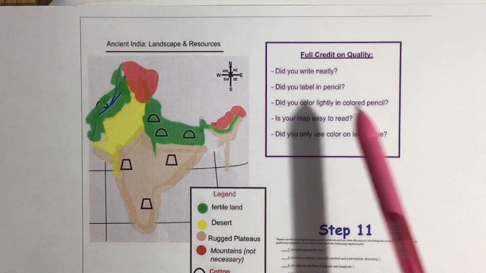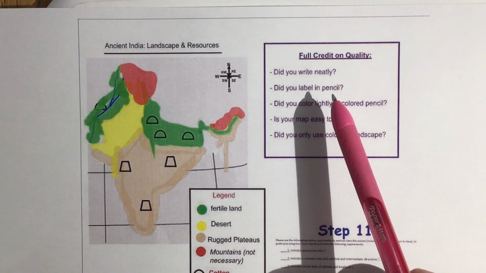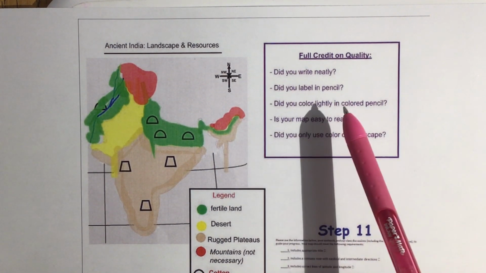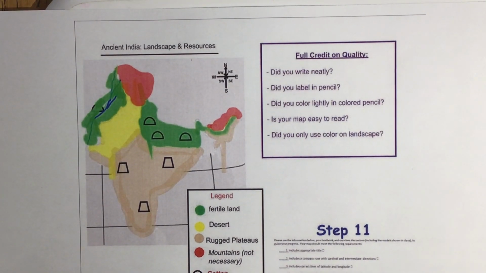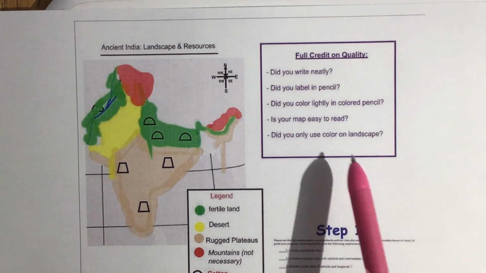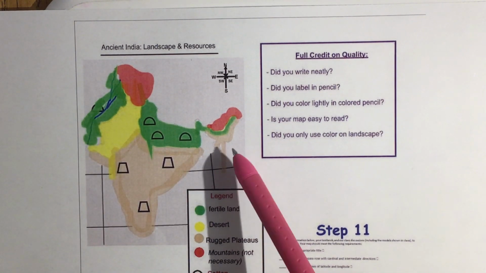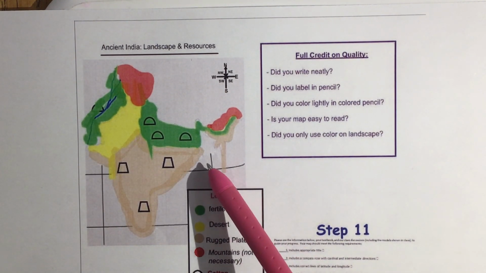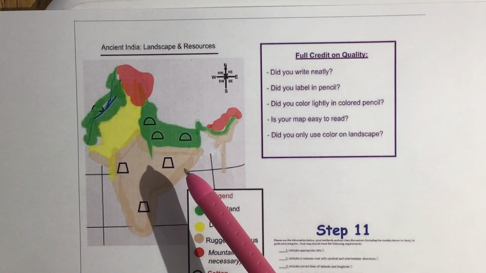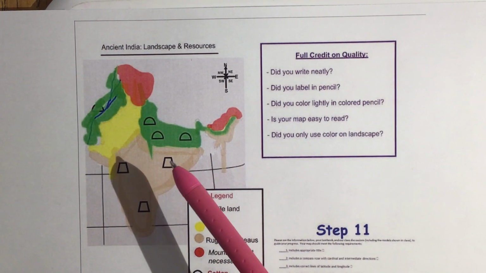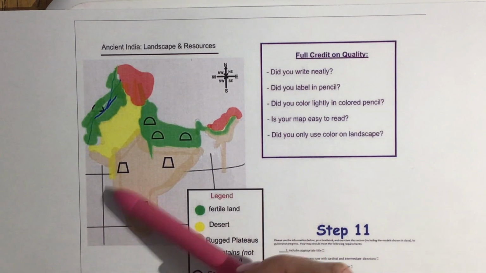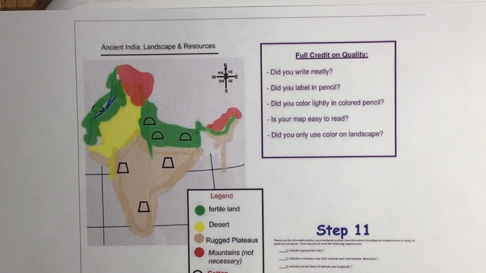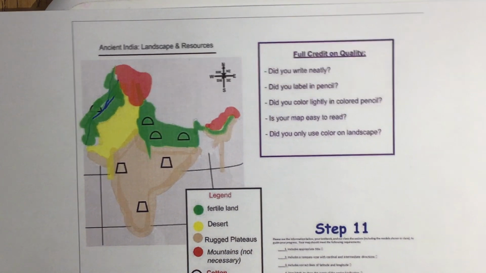Okay, we're almost done. Step 11 is on neatness and quality. For here, I'm looking for, did you write neatly? You should have labeled in pencil, so it shouldn't be labeled in a colored pencil or a highlighter or something. Sometimes people outline something in a dark pen, and that's fine, as long as it looks neat. Lightly colored, like honestly this looks kind of bad because I had to do it online. But as long as you can read your labels through your coloring, that's light enough. And you should have only colored landscape. Sometimes people color in all the ocean blue. And at this point in the year, it's really about, can you follow the steps? So you should not have to color the ocean blue.